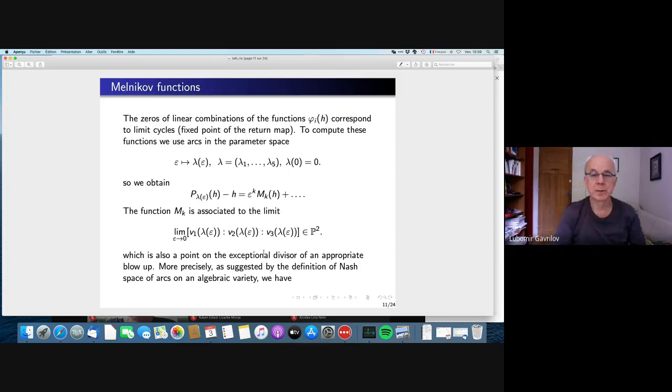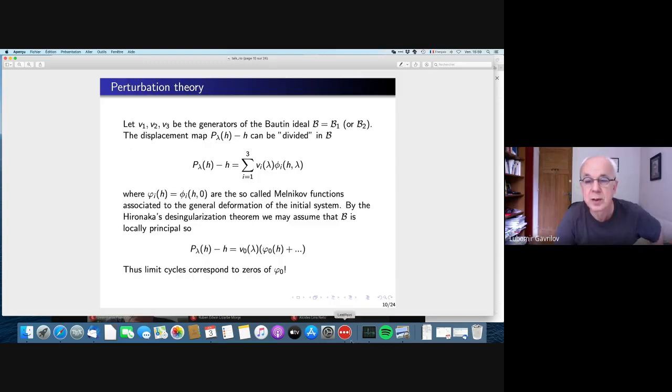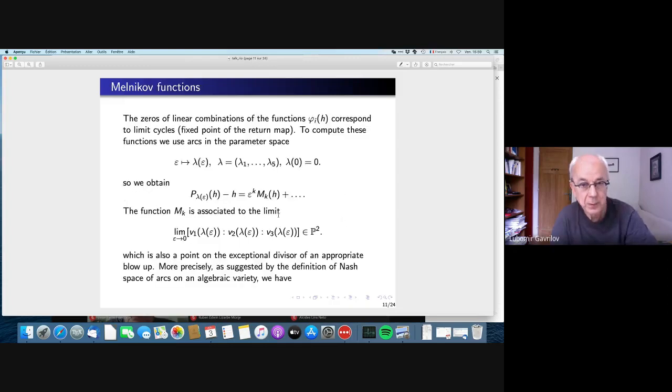Okay, so we see that the problem is, in fact, to find zeros of this function phi_i when lambda is 0, and in fact some combinations, maybe arbitrary linear combinations of them. So in our case, maybe the best is to try to compute them. And how do you compute these functions? You compute them by making use of the so-called Melnikov function.